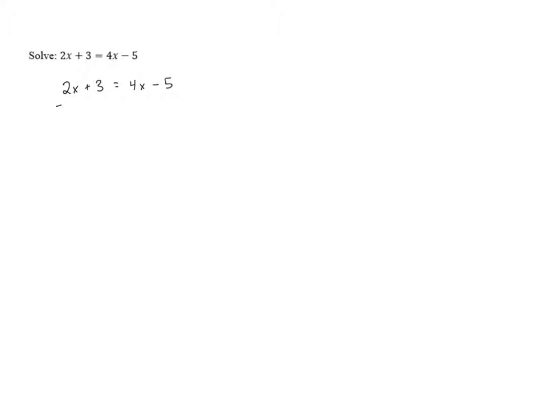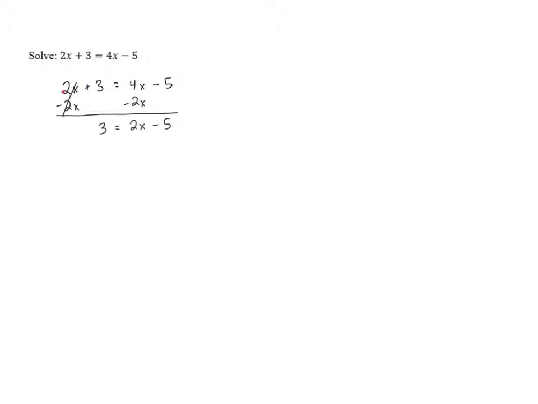In this case, we can do this by subtracting 2x on both sides of the equation. If we subtract 2x on the left-hand side, 2x minus 2x is 0. These terms actually cancel, so we're just left with 3 on the left. On the right-hand side, 4x minus 2x is 2x, and so we end up with 2x minus 5 on the right-hand side.